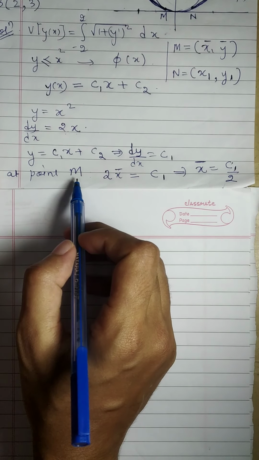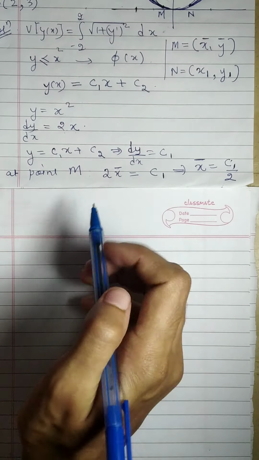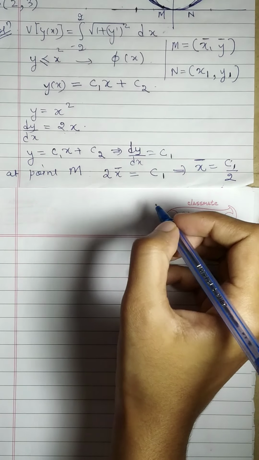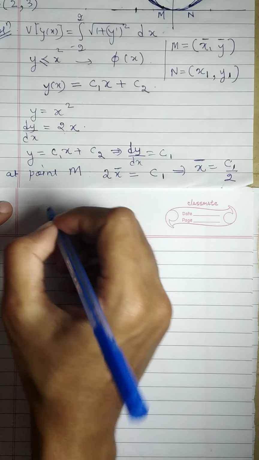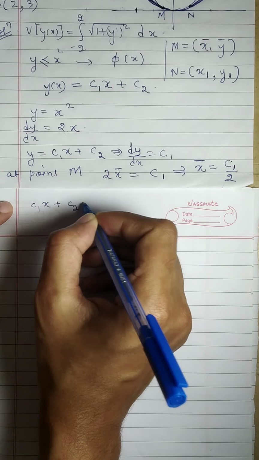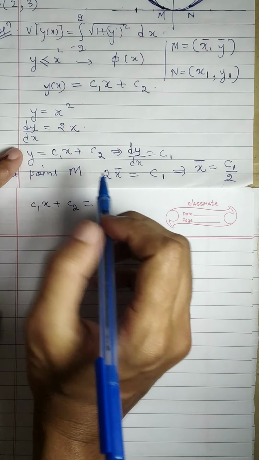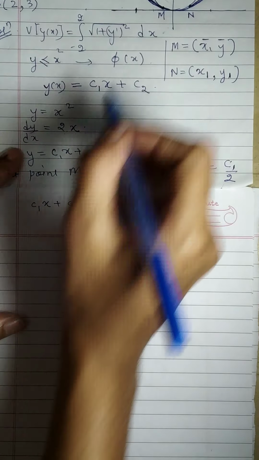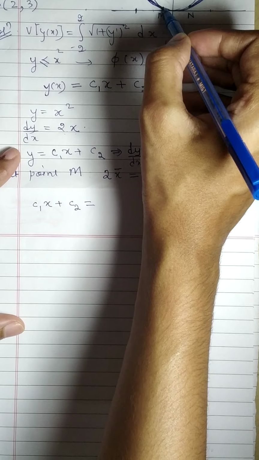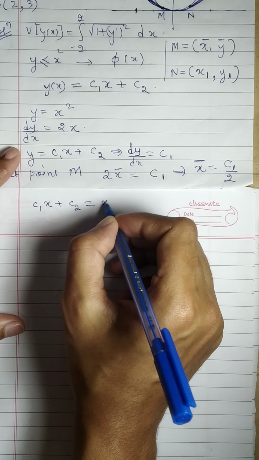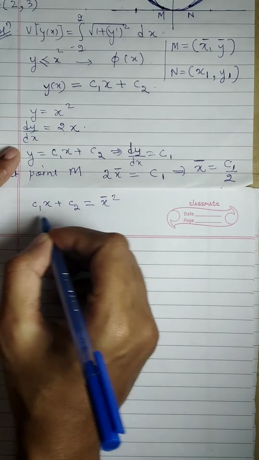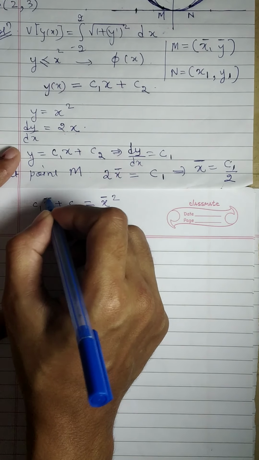Because at the point M they will have the same tangent, common tangent point. Then here plus c2 will be equal to y, and at this point M, if you observe, this point is lying on this arc. So at the point M, this will be nothing but x square. This equation is written at the point M.